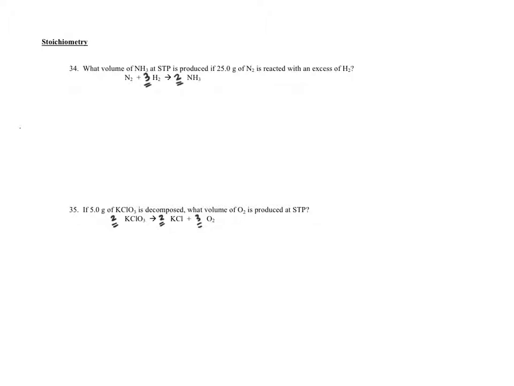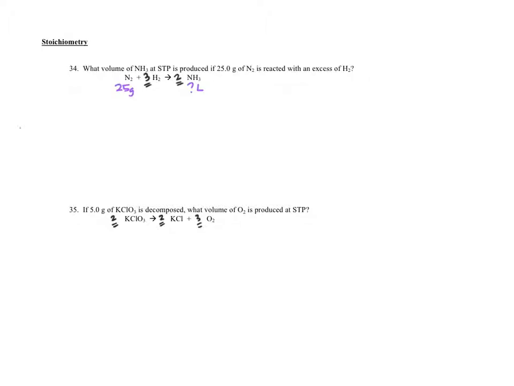So if we start with number 34 here, it says, what volume of NH3 at STP is produced if you have 25 grams of N2? I like to make little notes for myself, so I'm going to put question mark liters because that measures volume. This is what I want you to notice: 25 grams is what I'm given, and it's asking for liters, but not liters of N2, liters of NH3. You have to change substances with stoich.